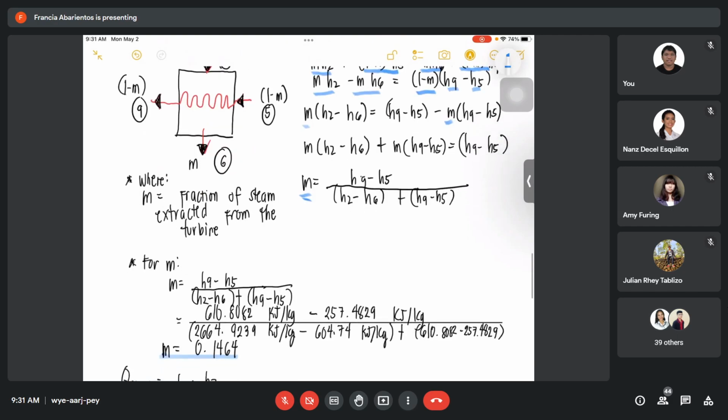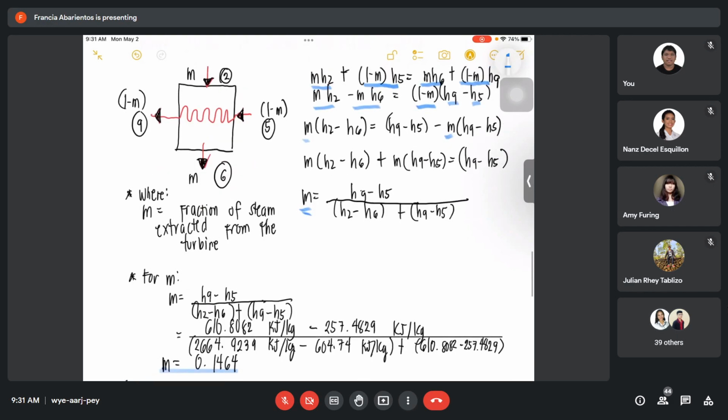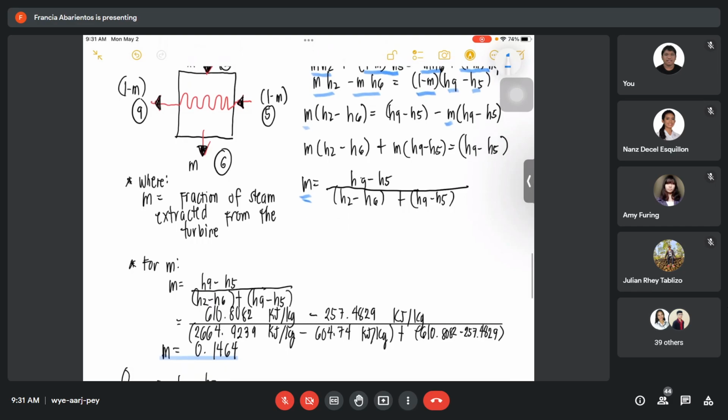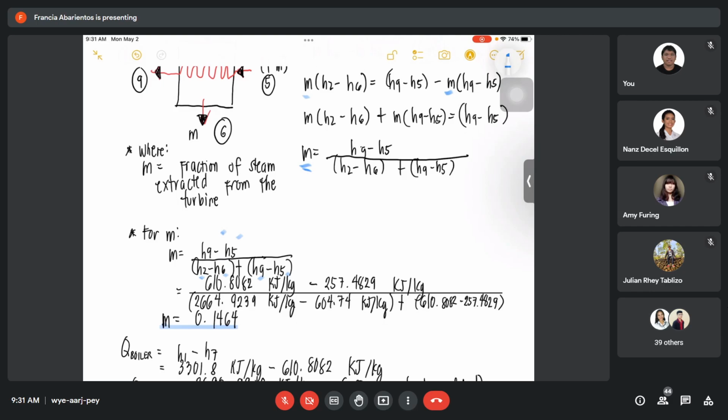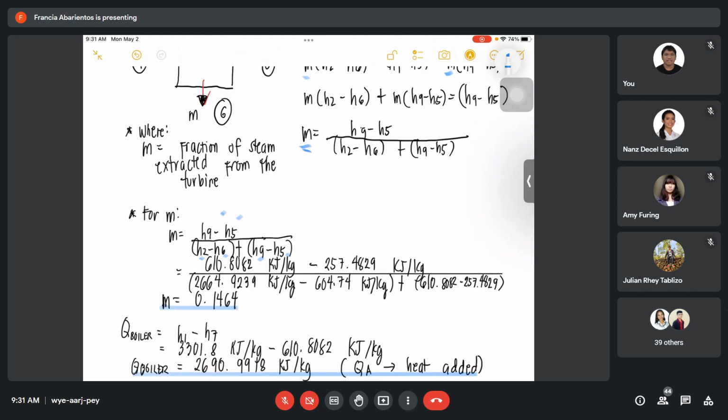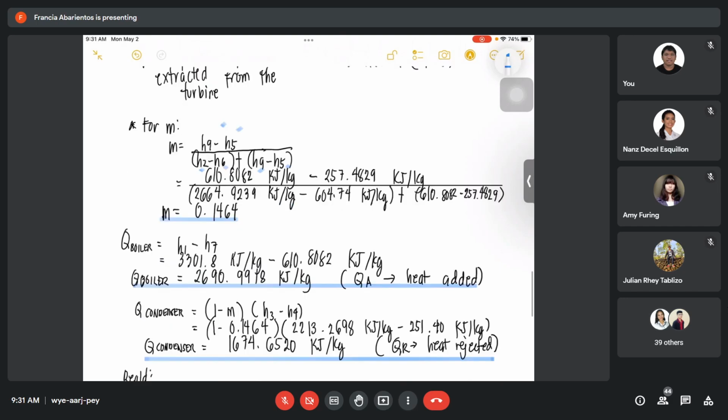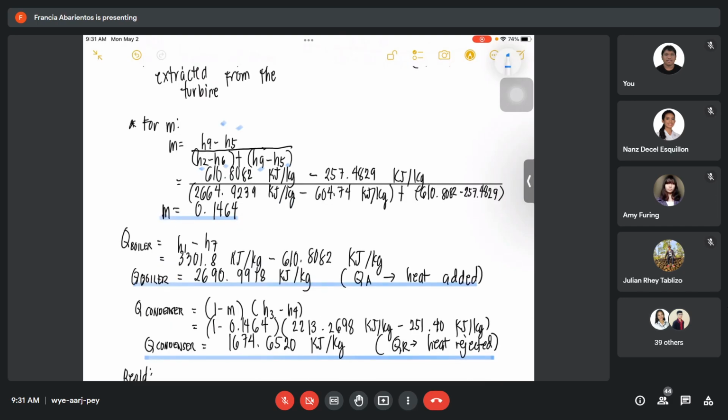So, solving for the mass, or the fraction of the steam extracted from the turbine, we already got the H9 and the H5. The different properties, H2, H6, H9, H5, we already have. So, we now have the fraction of the steam extracted from the turbine, which is 0.1464. So that is now the mass.